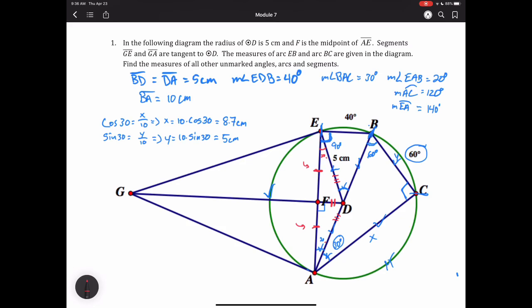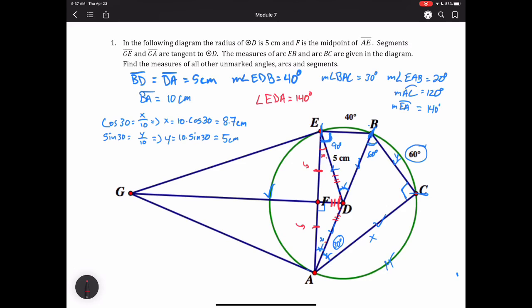So, let's see. Okay, so I see that angle EDA, right here, that's a central angle, isn't it? That intercepts the entirety of arc EA. Okay, so if arc EA has a measure of 140 degrees, then that means that the central angle of angle EDA is also 140 degrees. So I'm going to write that down. Angle EDA is equal to 140 degrees.